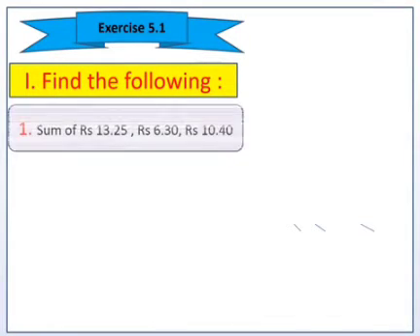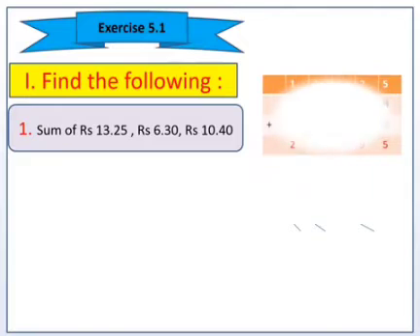First, find the following. Sum of rupees 13.25, rupees 6.30 and rupees 10.40. Sum means it's addition. So let us arrange the numbers first. So 13 rupees 25 paise, 6 rupees 30 paise and 10 rupees 40 paise. Arrange the numbers in order, keep the decimal point in proper place and put the plus sign.